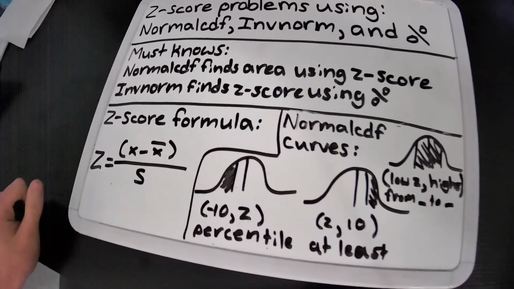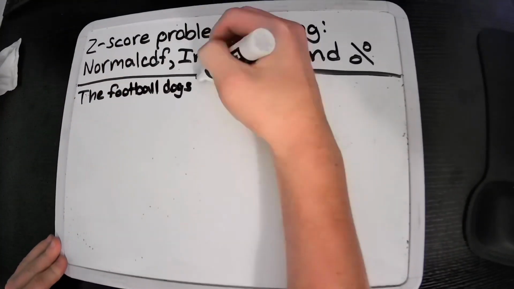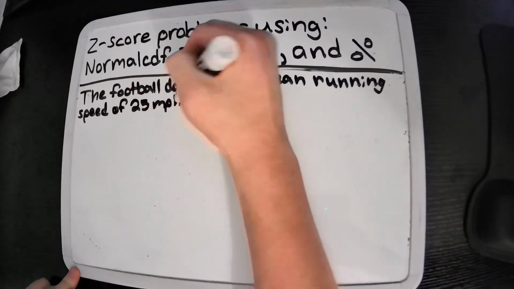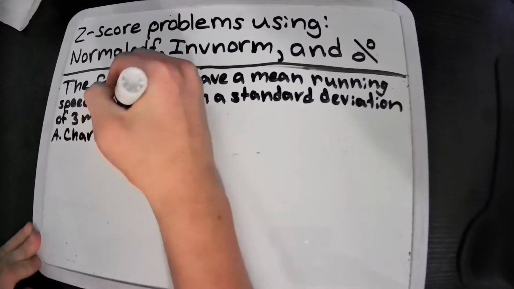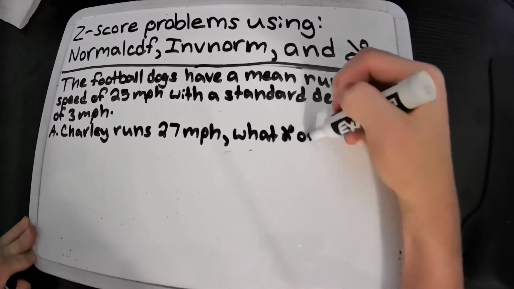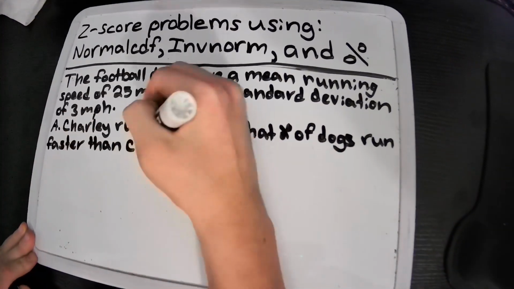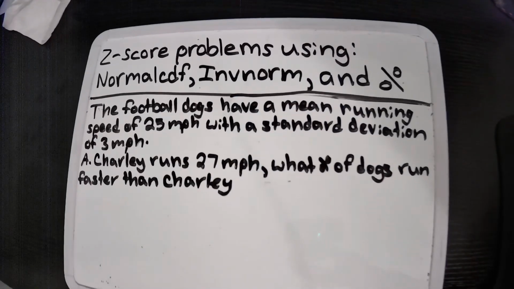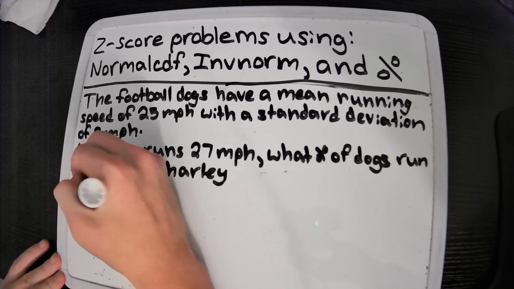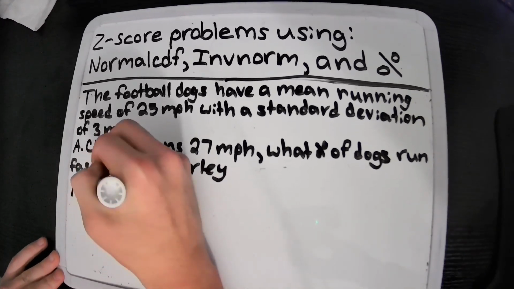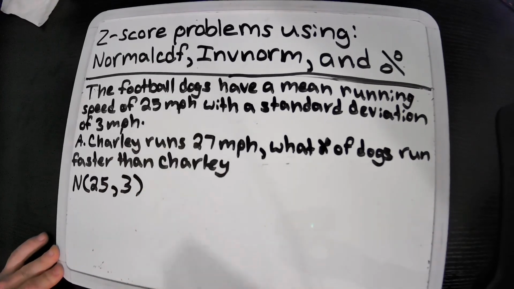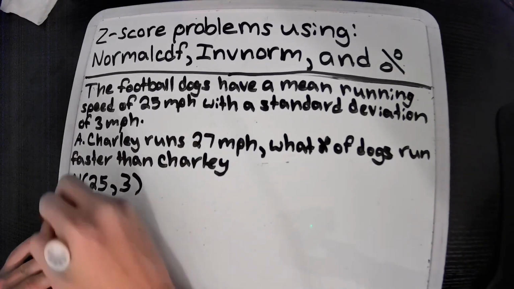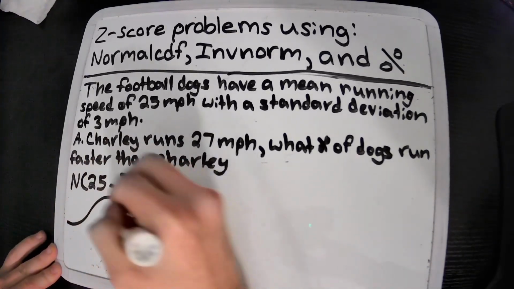Now let's begin to do a practice problem based off the stuff we just learned. The football dogs have a mean running speed of 25 miles per hour with a standard deviation of 3 miles. Charlie has a running speed of 27 miles per hour. Which percent runs faster than 27 miles per hour? To solve this problem, start by finding N. 25 miles per hour is the mean running speed and 3 is the standard deviation. So write N, parentheses, 25, 3, close parentheses.